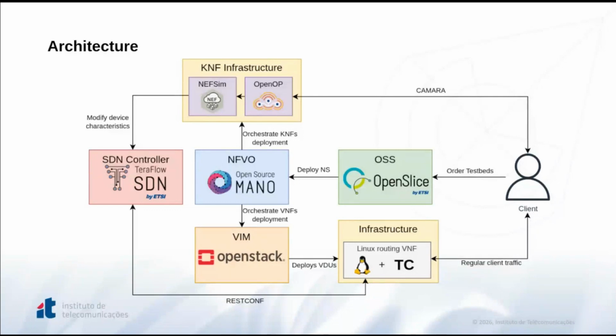The first VNF is our Linux-based virtual routing setup that will be deployed through, in our case, OpenStack to our infrastructure. And then the other VNF is the one that will provide the NEF and CAMARA APIs, that will be deployed as a KNF to a Kubernetes cluster. Then finally, the Linux router will integrate with TeraFlowSDN, such that the NEF emulator can contact the TeraFlowSDN for it to change the QoS characteristics of the Linux router.